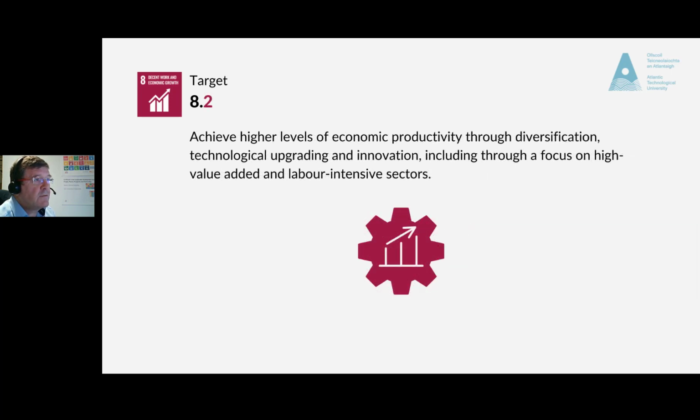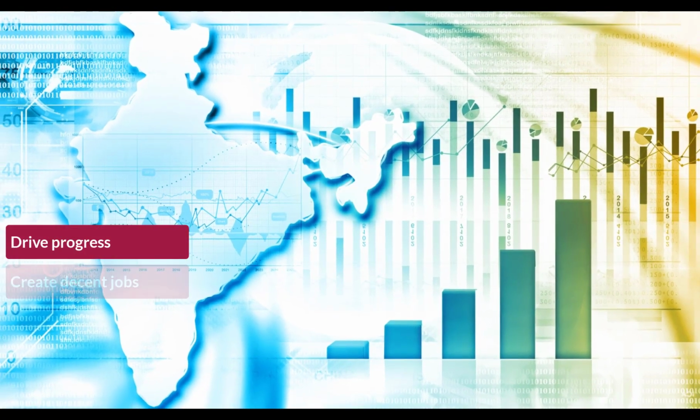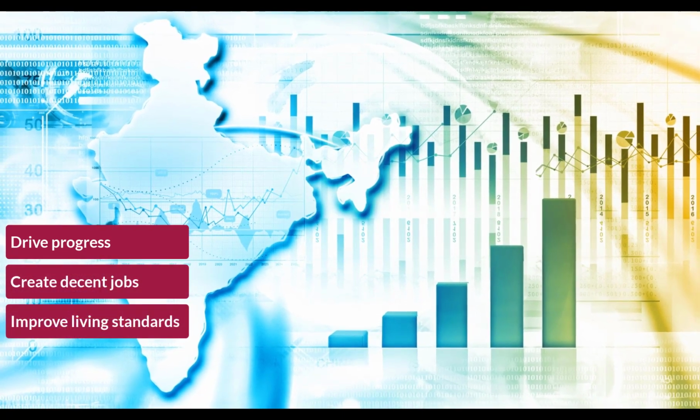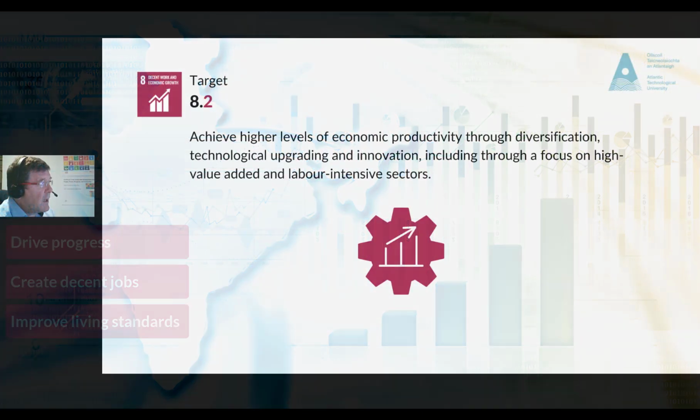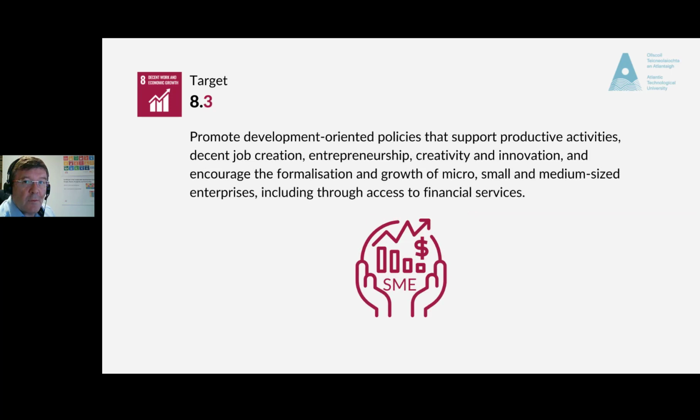Target 8.2. Achieve higher levels of economic productivity through diversification, technological upgrading and innovation, including through a focus on high value-added and labour-intensive sectors. So Goal 8 is based on the fact that sustained and inclusive economic growth can drive progress, create decent jobs for all, and improve living standards. To monitor this, we look at the annual growth rate of real GDP per employed person. Again, we will be looking in detail at all of these targets and indicators in the block that deals specifically with SDG 8.